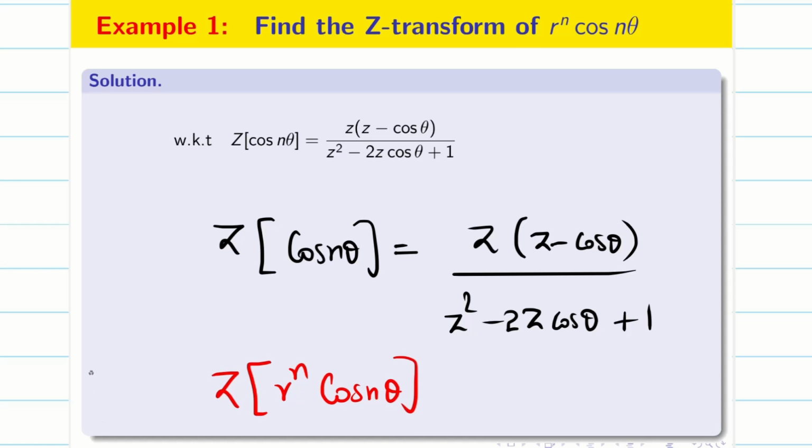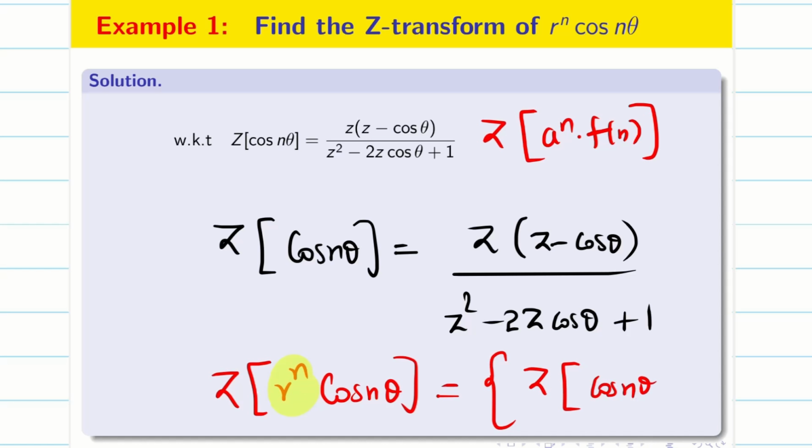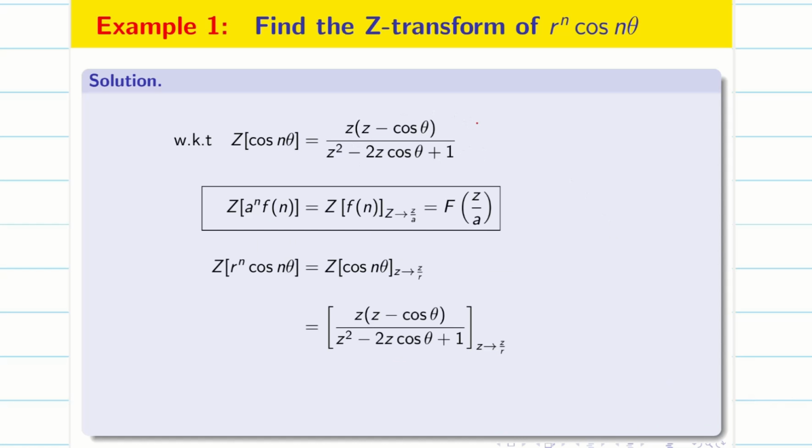Next we have to find Z of r power n cos n theta. R power n or a power n, whatever it is, is going to be the same. So now using the formula a power n into f of n, I am going to write this as Z of cos n theta, and finally Z is replaced by Z by r. So first we have to find this Z of cos n theta and replace Z by r. We know Z of cos n theta from the previous video. Now substitute Z by r in place of Z.